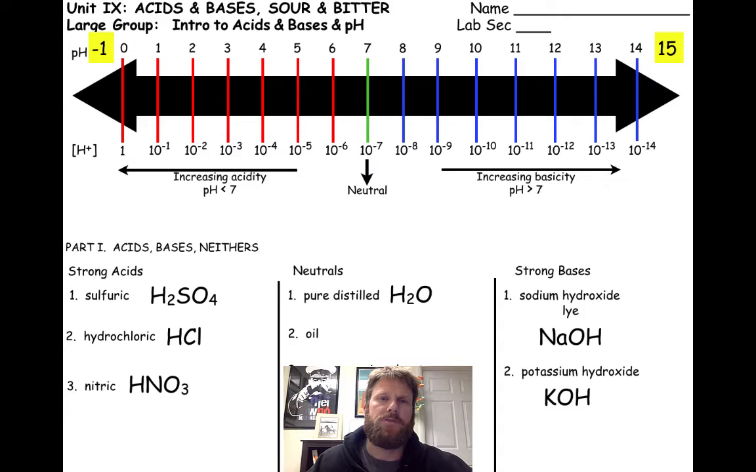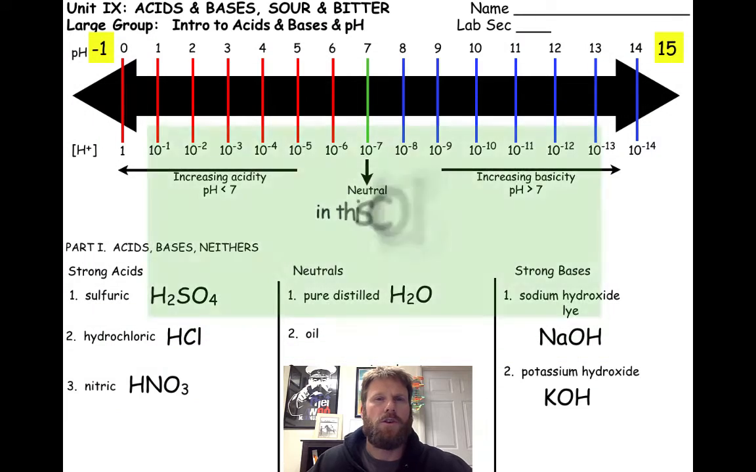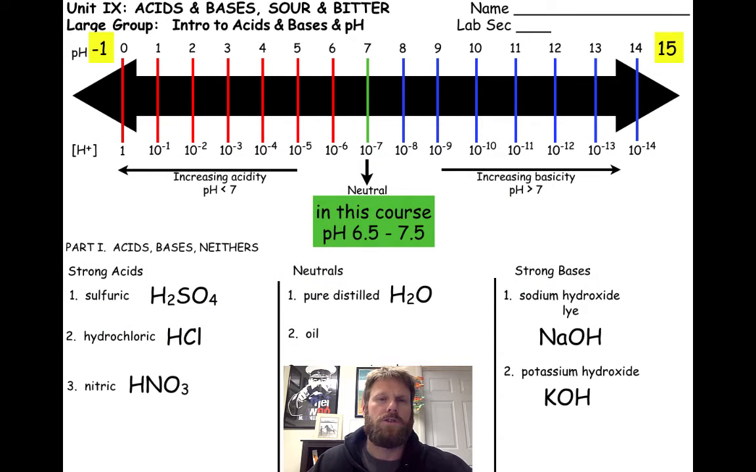Notice that pH values from 1 to 7 represent acids, while pH values from 8 to 14 represent bases. Neutral substances would have a pH of 7. That's very hard to achieve in a laboratory setting, so for this class, we are going to say that a pH of 6.5 to 7.5 will count as a neutral substance.